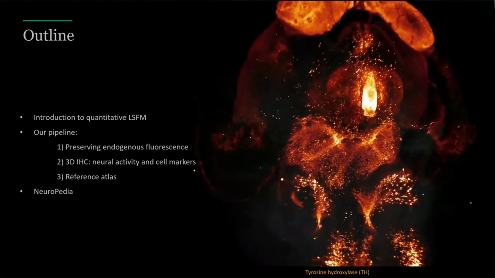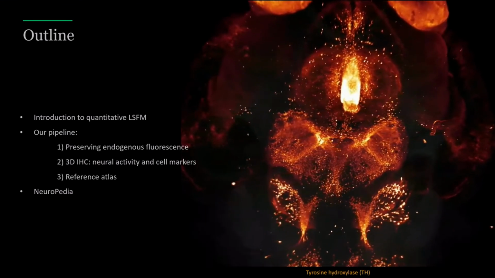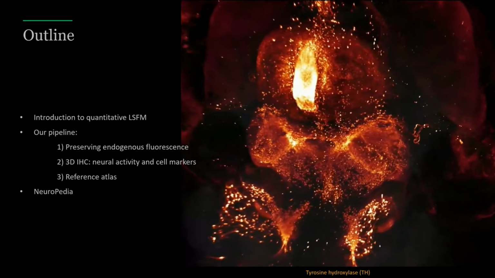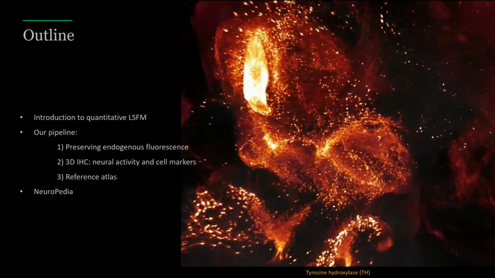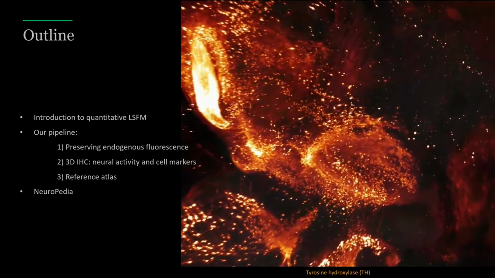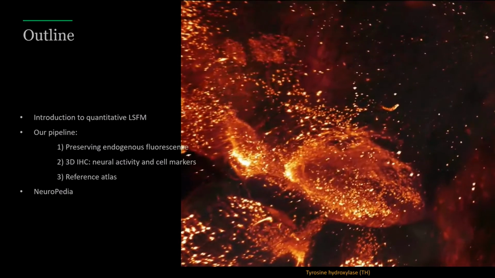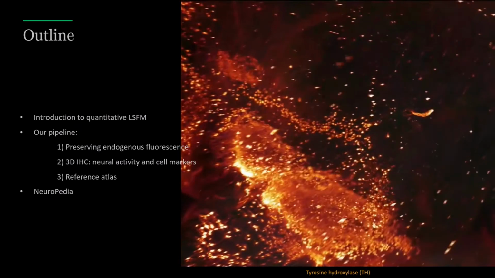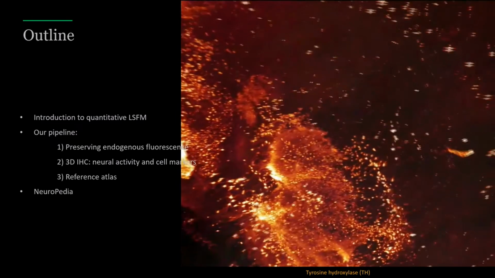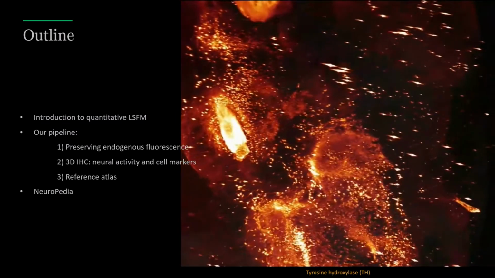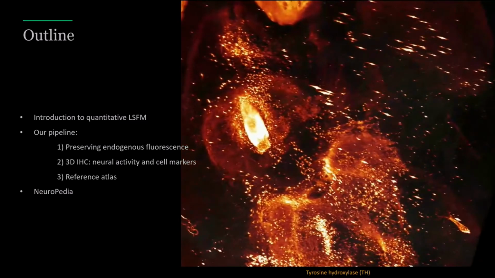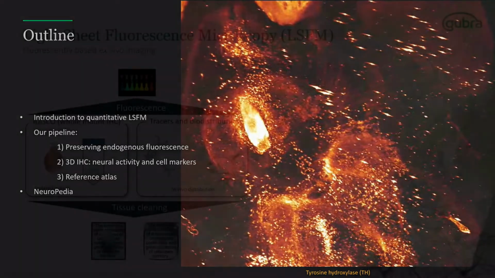Then I will talk about our pipeline, divided in first preserving endogenous fluorescence, typically used in biodistribution studies of drugs. And then I will give you a second pipeline of how we can label samples in 3D with immunohistochemistry, in particular neural activity and cell type markers. Finally, I will briefly mention how we deal with this data, how we align it to a reference atlas. And finally, I will talk to you about our Neuropedia, our open platform to share digital maps of the brain.